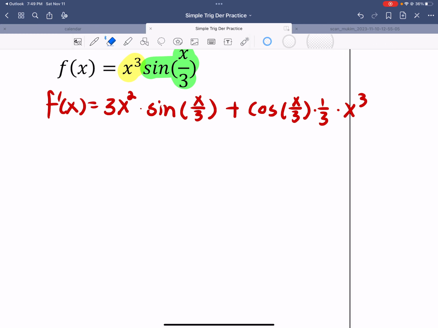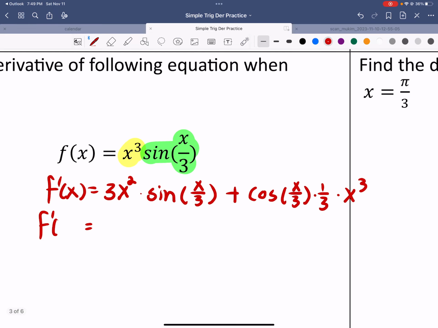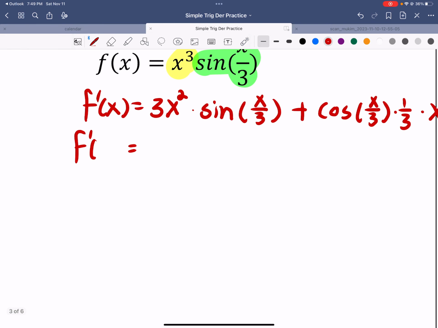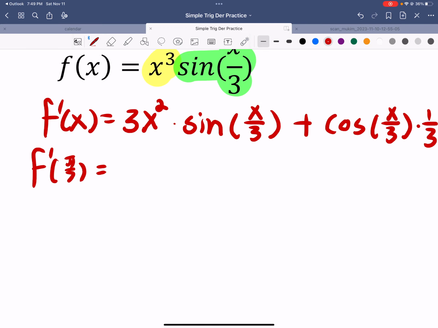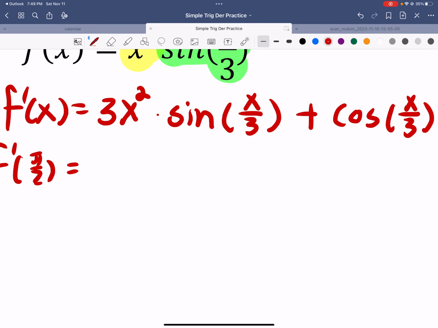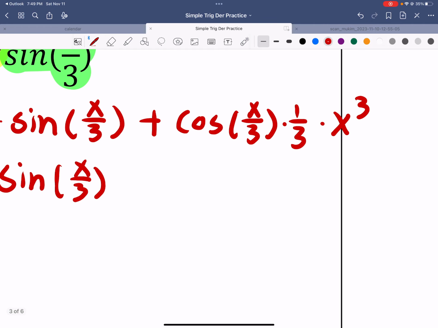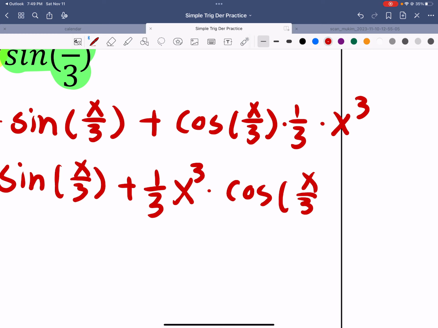Before I proceed, what's the number that I plug in? Pi over 2. I'm going to plug in pi over 2, but let me make it look a bit nicer. So it's going to be 3x squared times sine x over 3. The only thing I have to make look nicer is here: 1/3 x to the 3rd power times cosine x over 3.